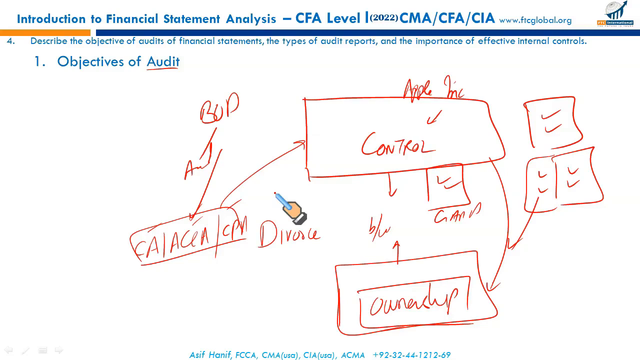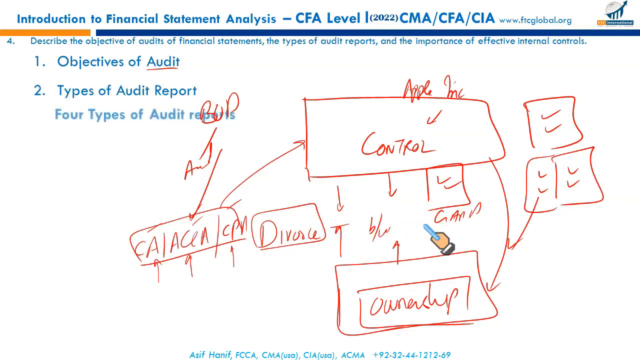Audit is an independent review of an entity's financial statements by us, chartered accountants, ACCAs, CPAs, also called public accountants. They are the ones who examine the financial reports and supporting records, and after they gain sufficient audit evidence, they give their opinion whether the financial statements give a true and fair view or not. This is the main objective of audit: to lend credibility to the numbers given in the financial statements in order to reduce or mitigate this divorce between ownership and control.